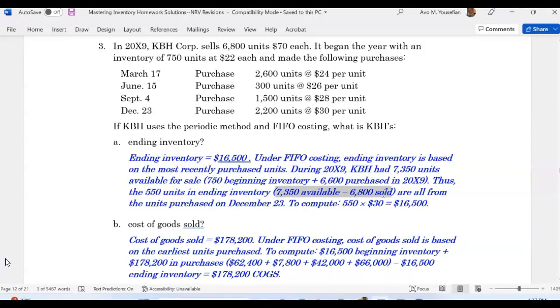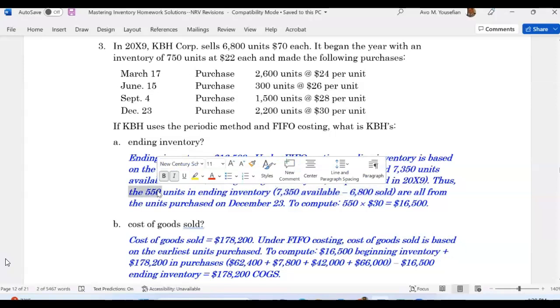Here, on purpose, they give you a hard time. Other than that, you don't need to do this in real life. In real life, you just go to inventory, you count it, and you see 550 is left. That's the solid answer and the solid way to do it in accounting.